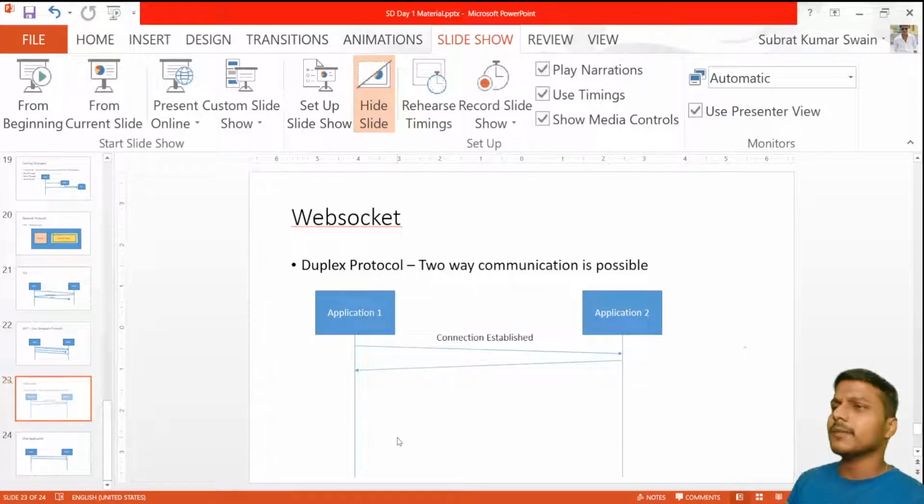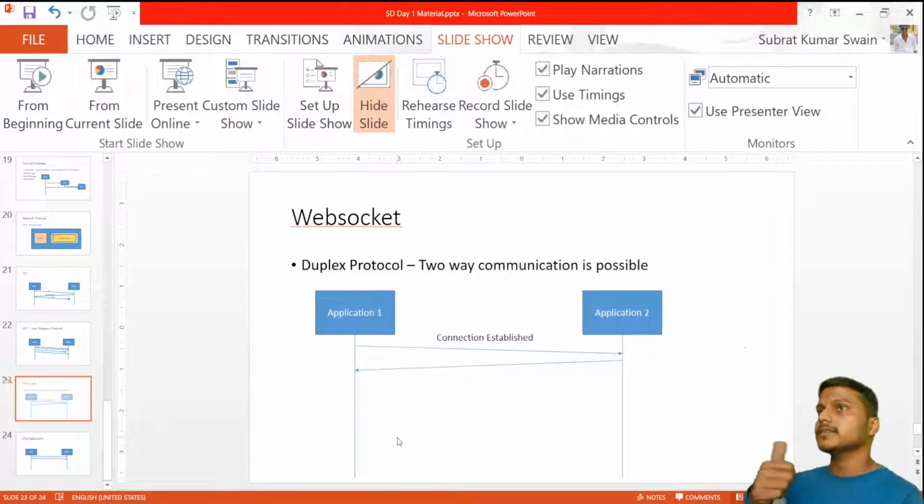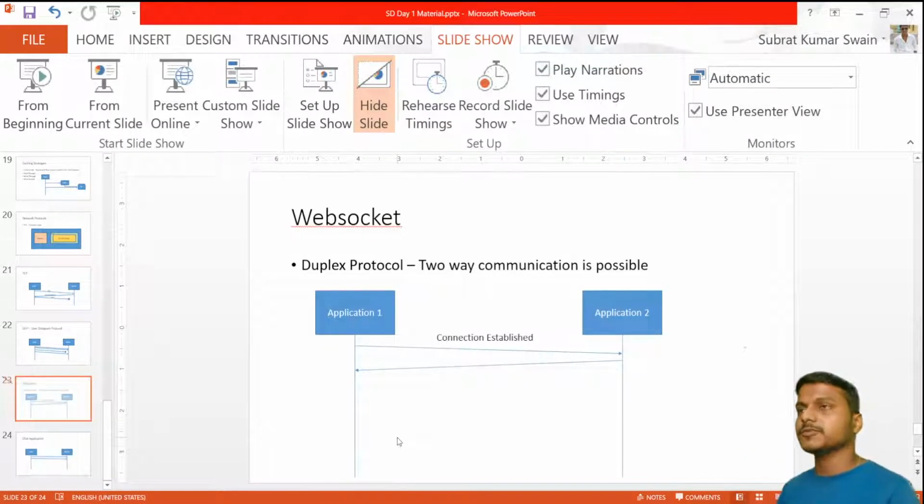Mostly chat applications use WebSocket because they have to constantly send and receive messages. So instead of establishing a connection again and again, the connection would be established once. It would persist for a longer time and they can communicate with each other within that connection. This is the WebSocket protocol. I hope everyone understood the WebSocket protocol and how it is used.